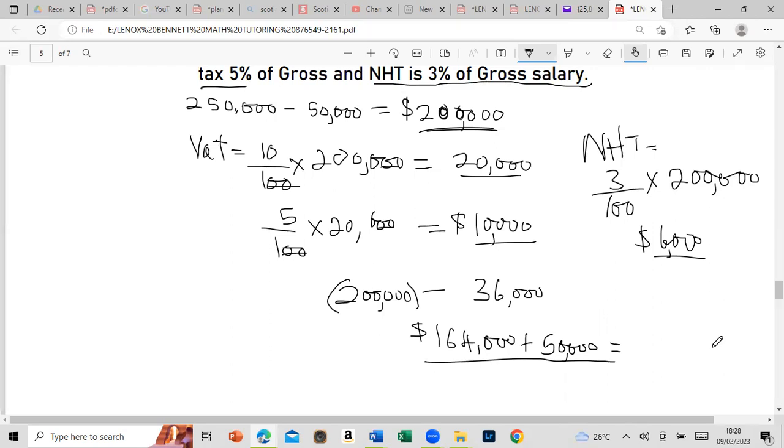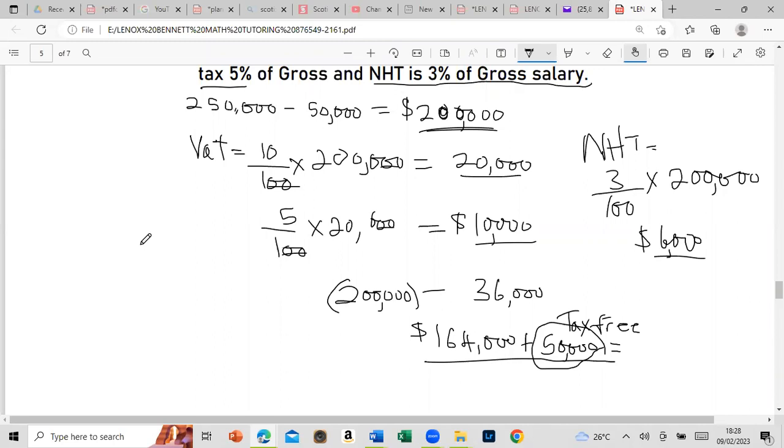Sir, can you repeat how you got the 50,000? No, remember, the first 50,000 is tax free. So you're not paying any tax on that. So say, for example, somebody works for you and you pay them weekly. And you say, all right, for the first 2 weeks, we're not charging any tax. After that, we charge tax.